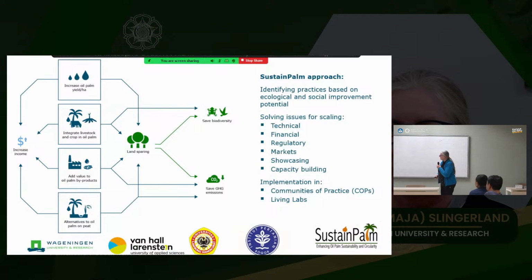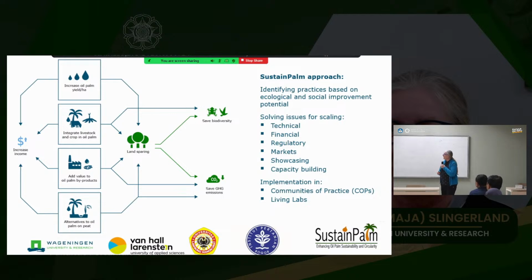And therefore we have 4 activities. The first one is increasing yield of palm per hectare. The second one is using the land better by putting crops in between the palm or by putting livestock in between the palm. Because if you do that, you don't have to put a crop on another hectare or you don't have to put a livestock on another hectare. So you save land.